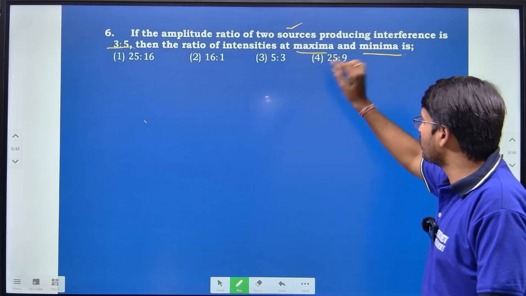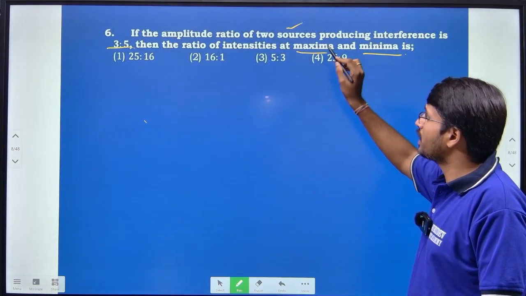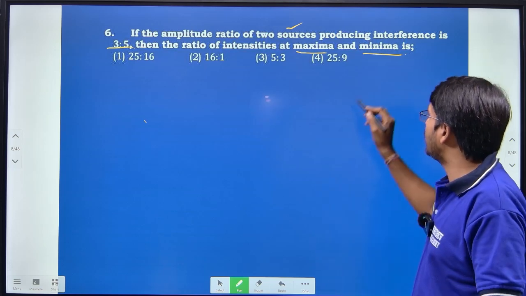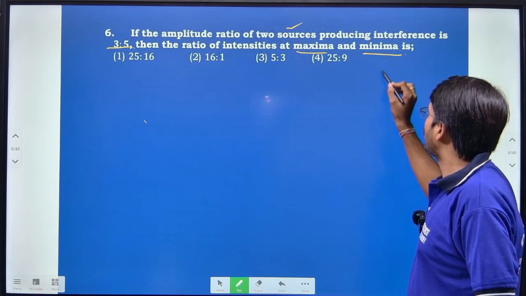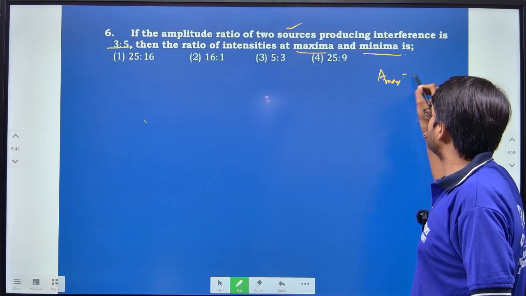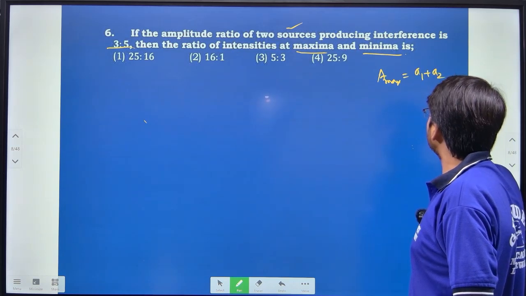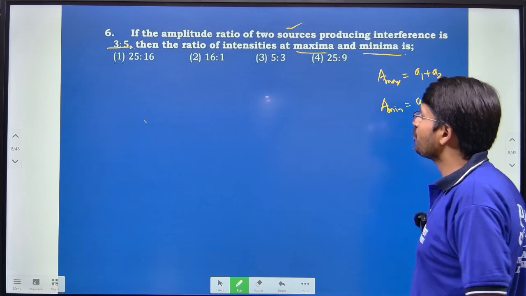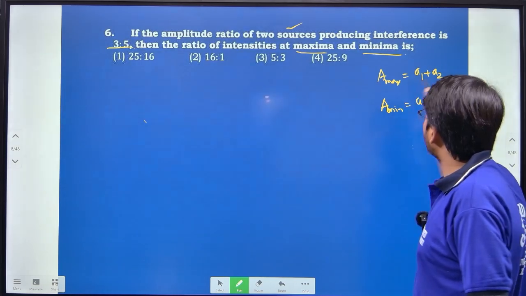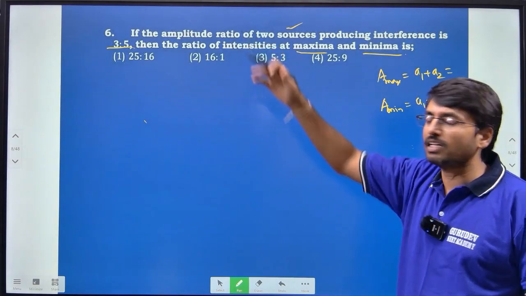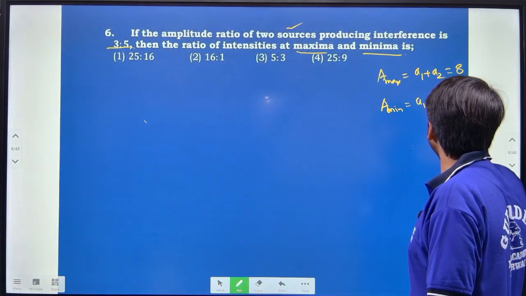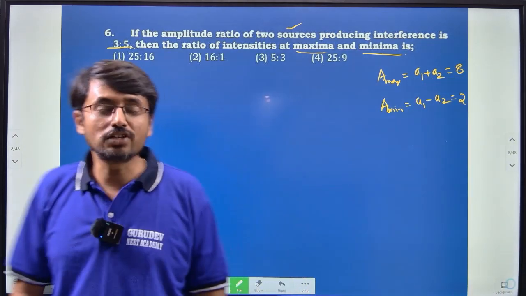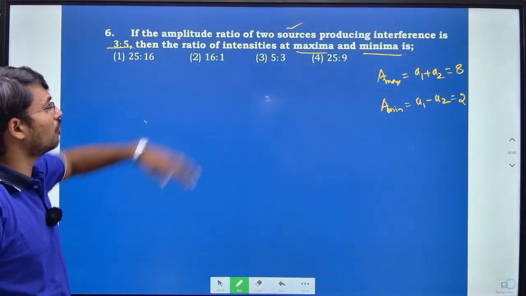What happens in the case of the maxima? We know that in the case of the maxima, both the amplitudes are coherent, and as a result the amplitude in the maximum situation is A1 plus A2. But in the case of the minimum, the amplitude becomes A1 minus A2. If you take that particular ratio, for the maximum we get 8, and the difference will be just 2.